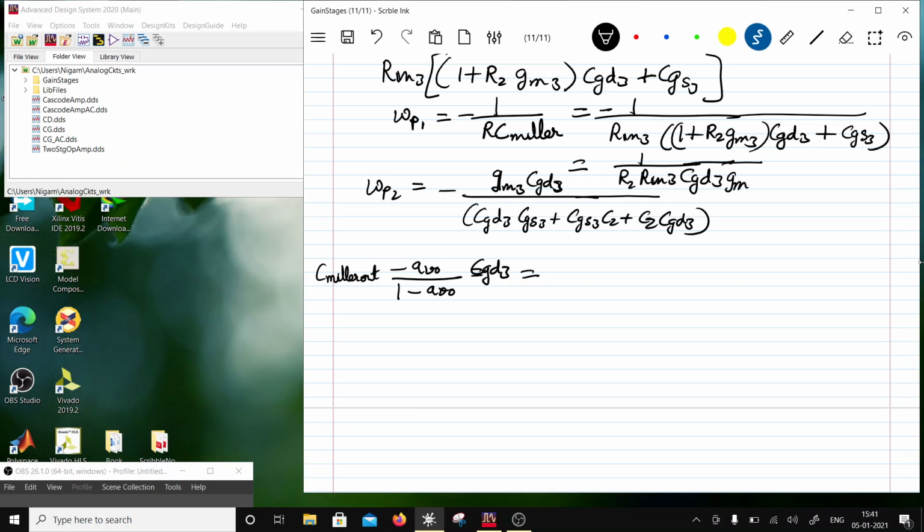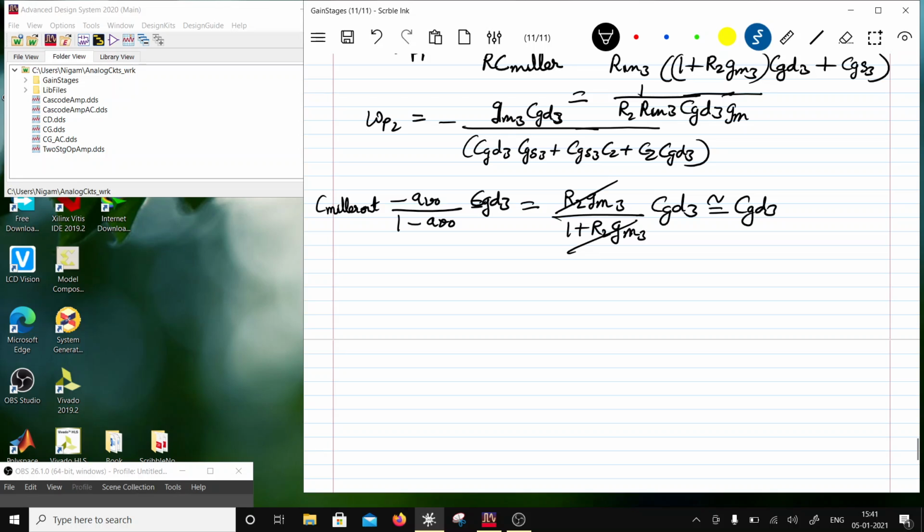R2 GM3 divided by 1 plus R2 GM3 times of CGD3, which would be approximately equal to CGD3. Okay, so CGD referred to the output node will be roughly CGD3 plus C2.